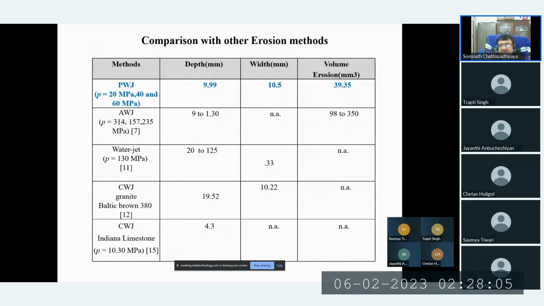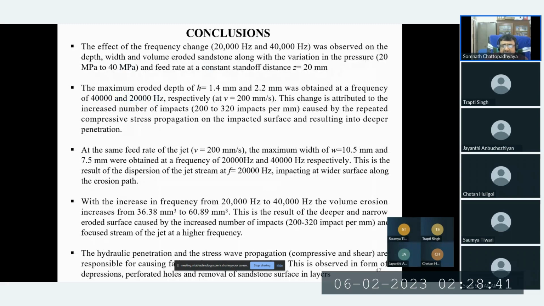So comparison with these erosion methods, the volume erosions, will be taking place with other kinds of limestone, Indiana limestone, Baltic. The different sources of limestones and sandstones are different, and we have to carry out exhaustive studies so that people, whenever encountering this kind of stones, can suggest what process parameters will ultimately lead to erosion.